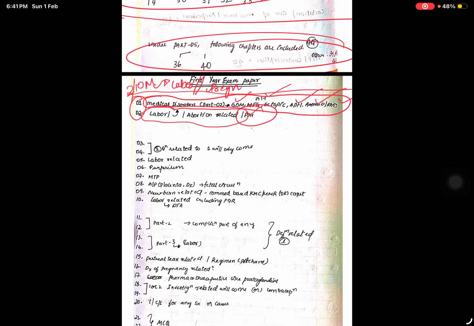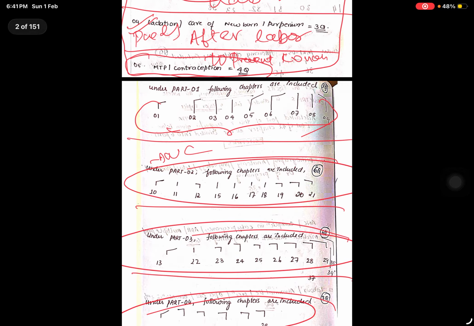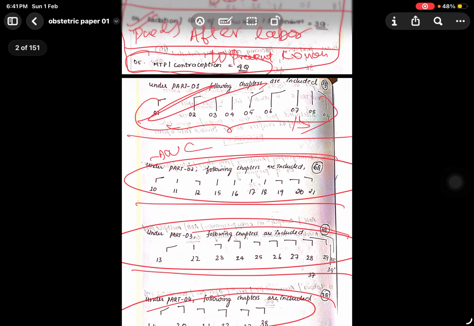So 5 marker, 2 questions will be based on something from the 10 marker itself. One question will be something related to labor. It might be deep transverse arrest or something like that. One question related to puerperium will come, and one related to MTP, and one related to your basic anatomy physiology. That is, this part 1 one 5 marker is sure.